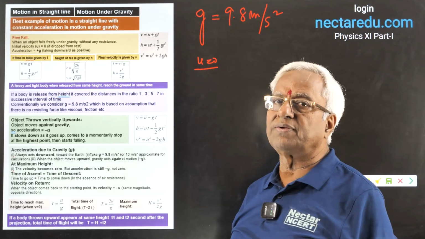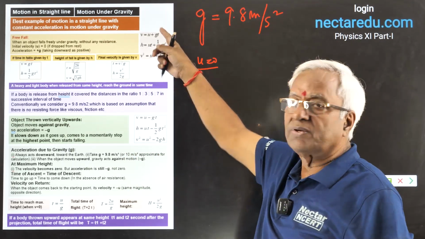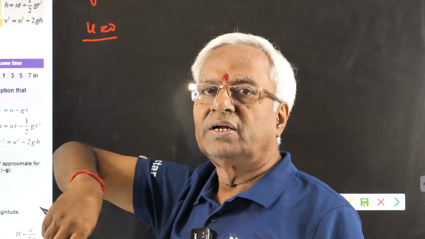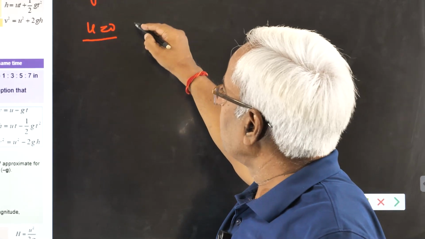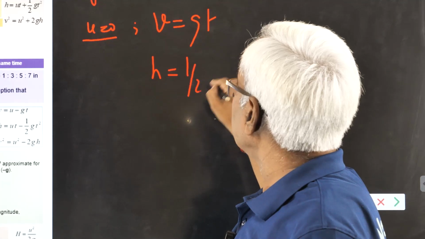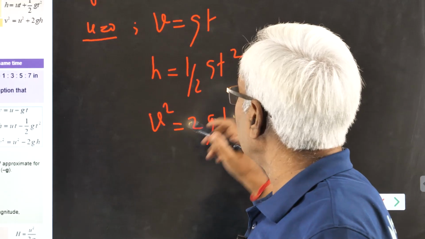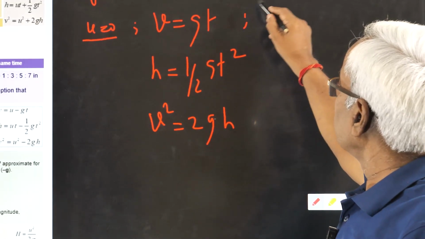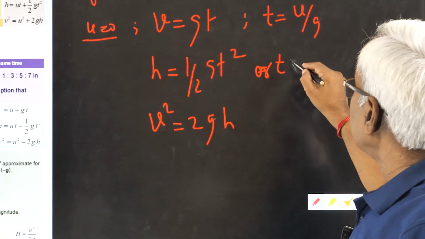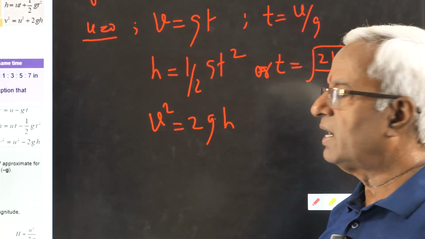All the three equations that we had, now in place of a we replace g. All the equations: v equals u plus gt, h equals ut plus half gt square, v square equals u square plus 2gh. Now when u equals 0, you have only v equals gt, h equals half gt square, and the third one, v square equals 2gh. This gives you the relation t equals v upon g. This also gives t equals root 2h upon g, the value of time in terms of height.